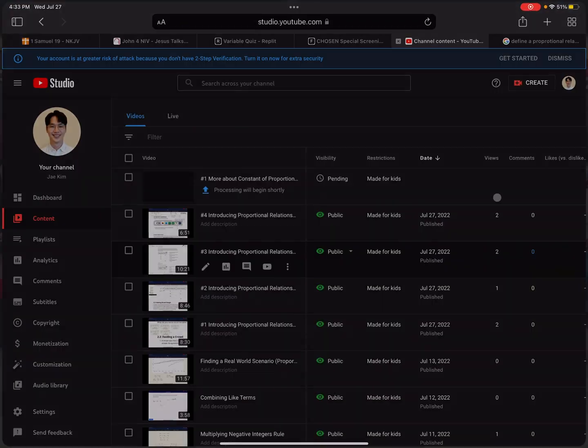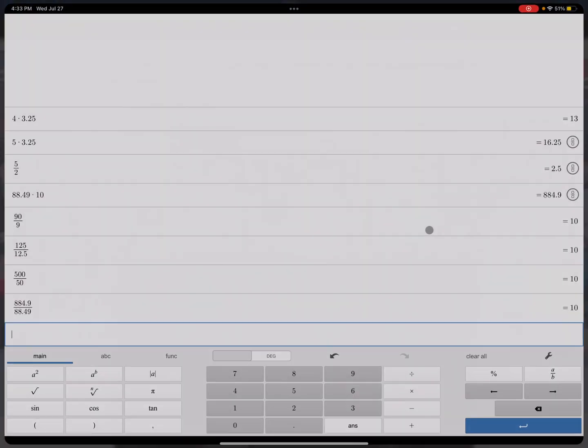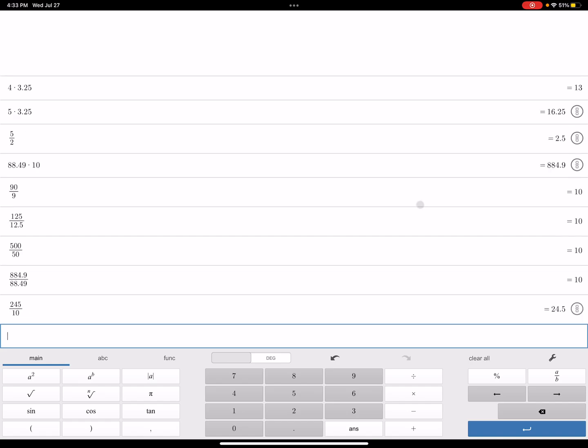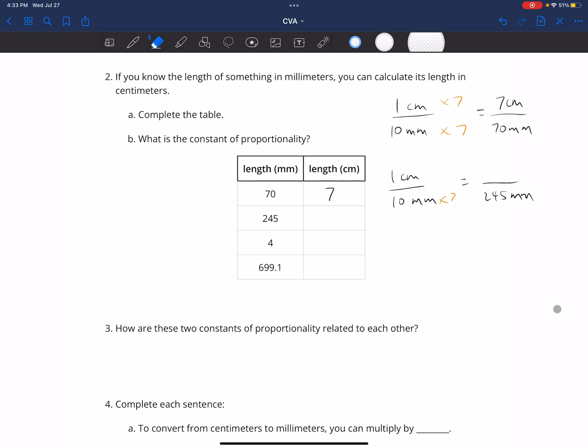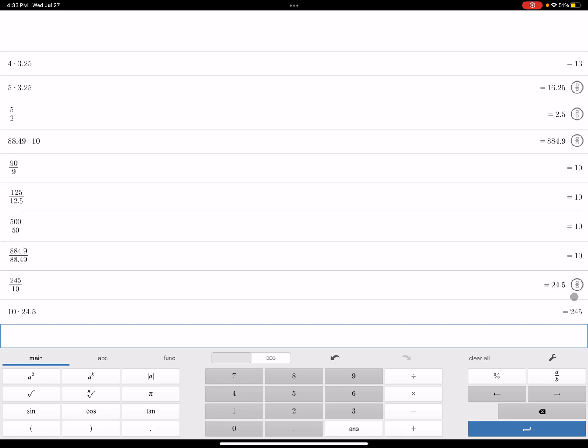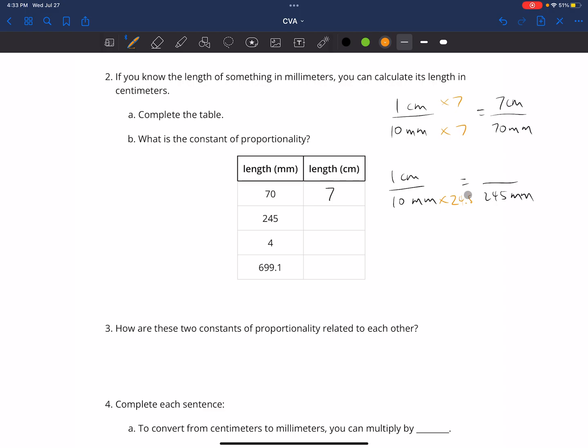So let's do 245 divided by 10, and that's going to give you 24.5. You're like, Mr. Kim, I don't believe you. Well, let's take a look. 10 times 24.5 is equal to 245. You see 245? So if you want to find out what number you have to multiply to this number to get that number, you just have to divide these numbers, and that's how you get it.